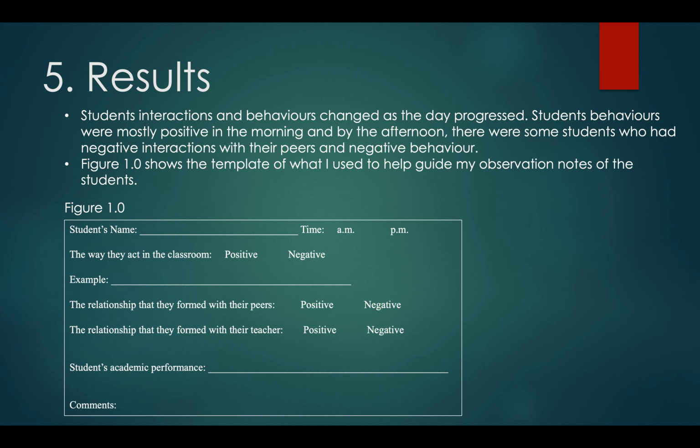And then this just shows you my guide that I use for my observation notes. I wrote down the student's name just to help me keep track of who I observed, the time of the day, and whether their behavior was positive or negative, and whether their relationships with their peers were positive or negative. Their academic performance, I left open: whether they participated, whether they got back a mark that day, or I would write down their mark, that kind of thing. And then I had an overall comment section. This just helped me guide my observation notes.